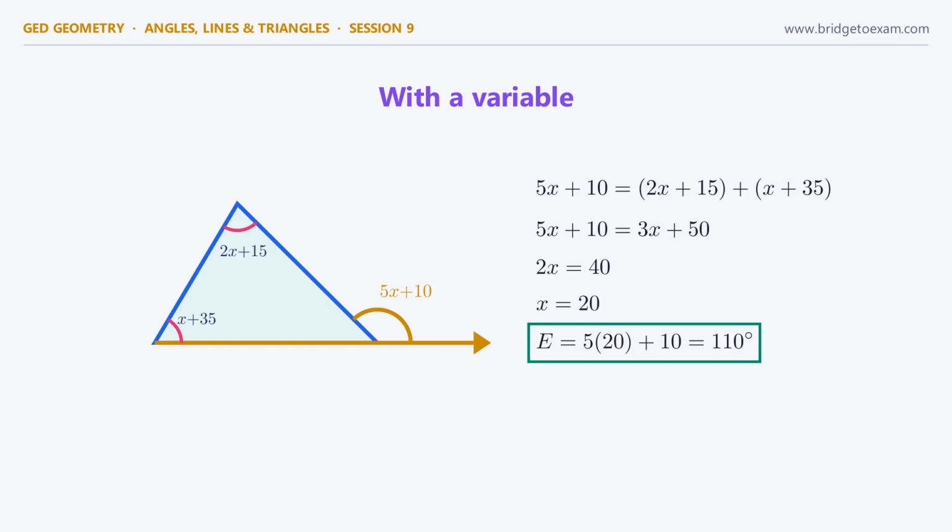Substitute back. The exterior angle is 5 times 20 plus 10, which is 110 degrees. And the two remote angles are 55 and 55. 55 plus 55 is 110.